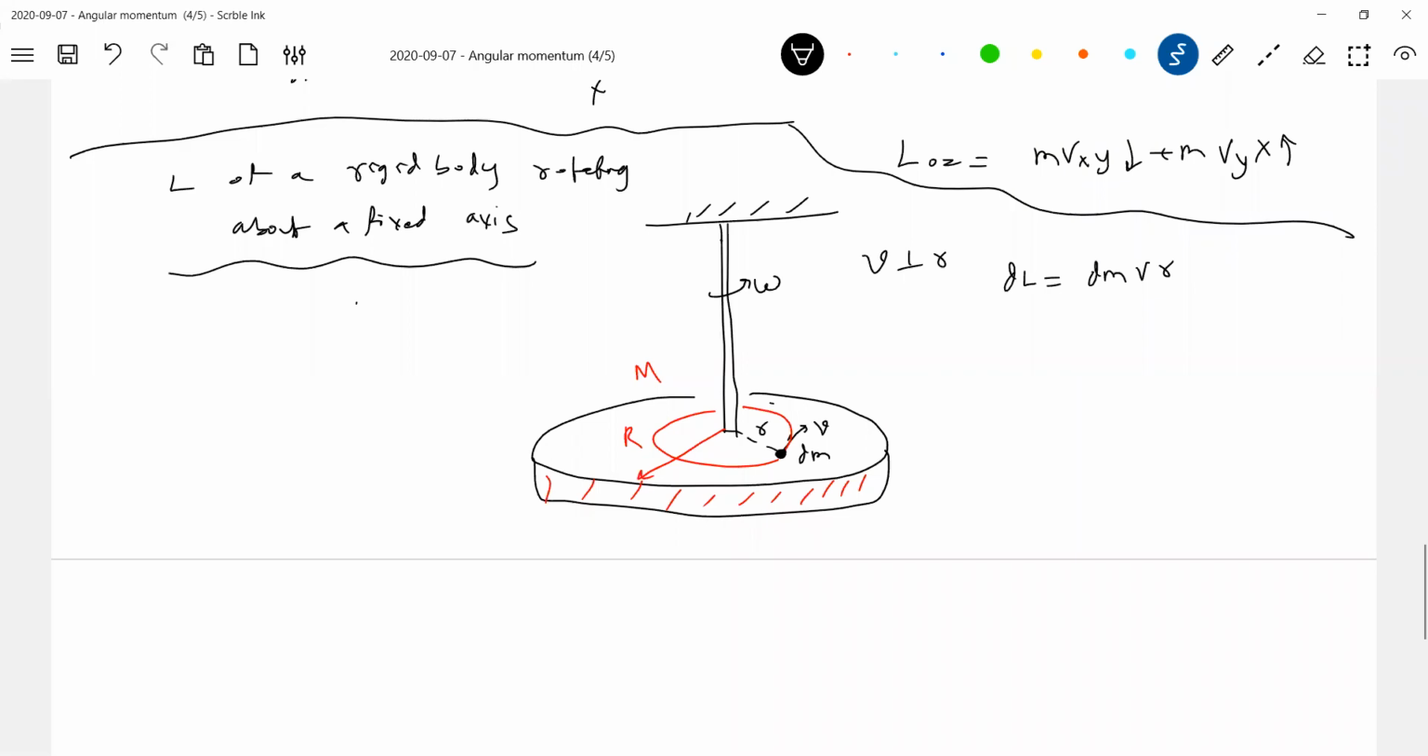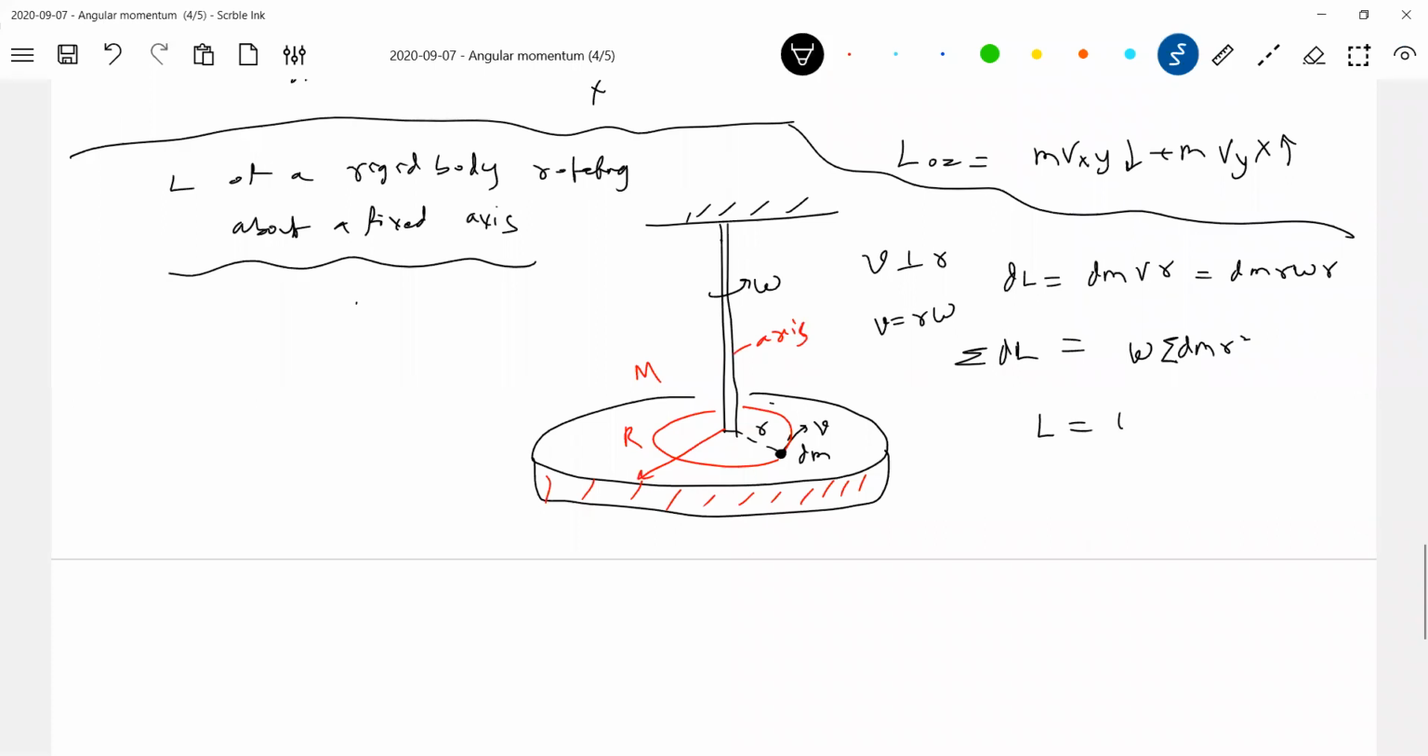So therefore, what is the tangential velocity? V is equal to r omega. Substitute: dm into r omega into r, or this will be omega dm r square. The angular velocity of all the particles will be the same, so therefore I will sum up that. Why is omega brought outside? Because all particles will have the same angular velocity, but different particles will have different mass and they'll be at a different distance from the axis of rotation. This is the axis.